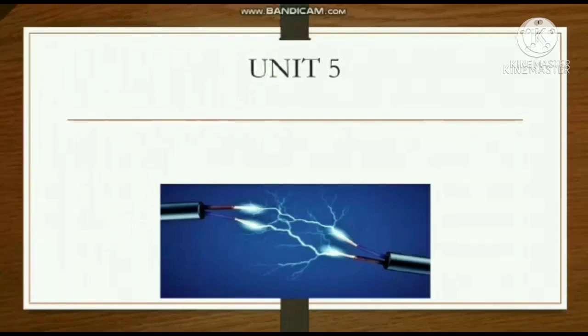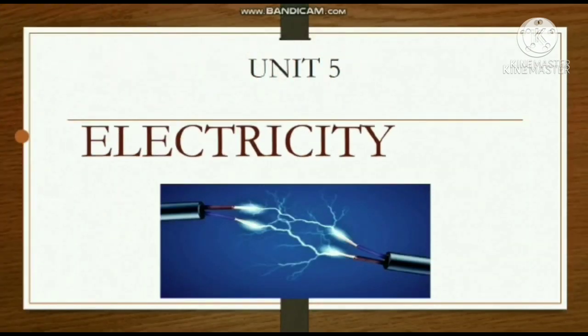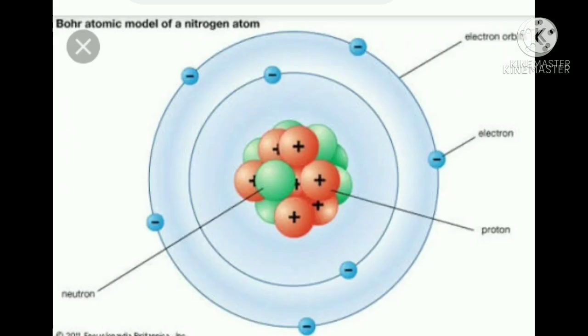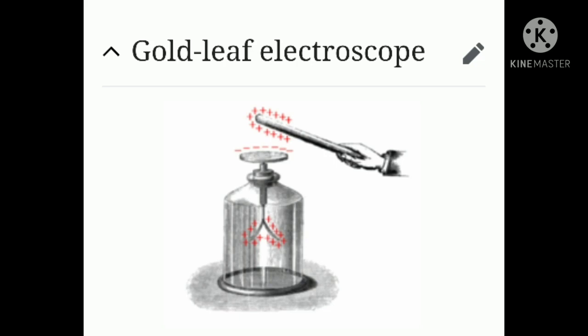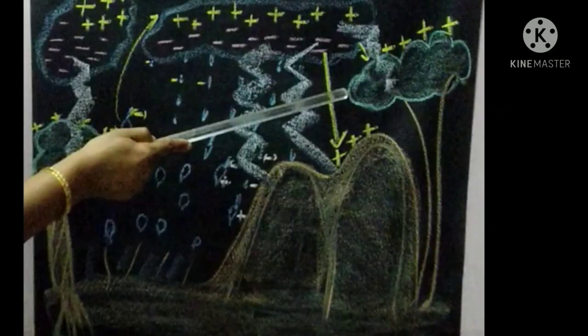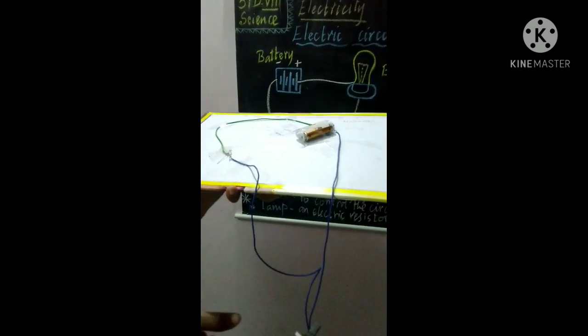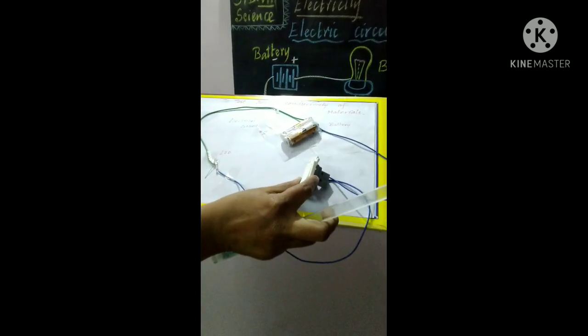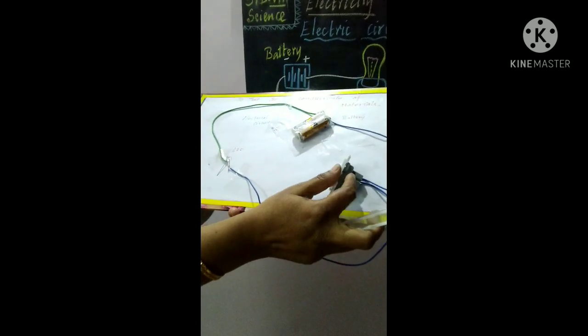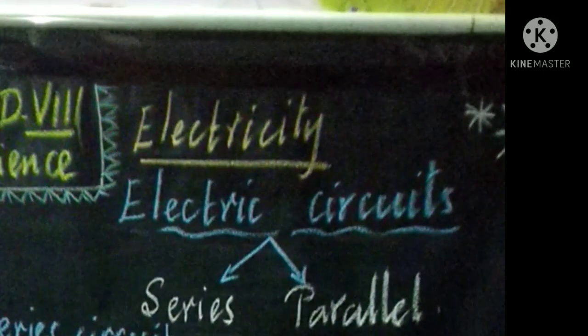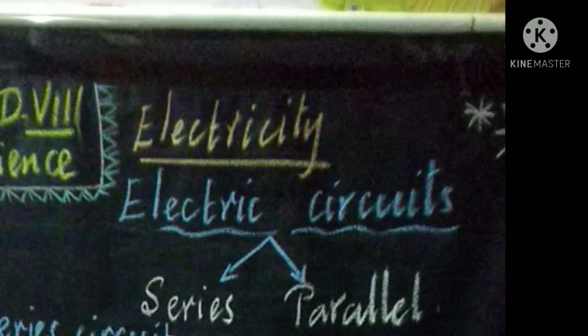Dear children, today we move on to the next part of our lesson, electricity. We already knew about basic properties of electric charges, transfer of charges between two objects, working of electroscope, lightning and thunder. In our last class, we assembled a small electrical circuit. Today, we are going to know about the types of electrical circuits.